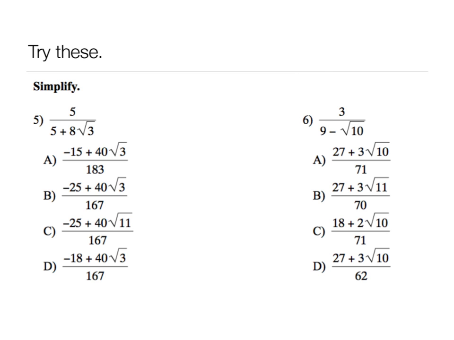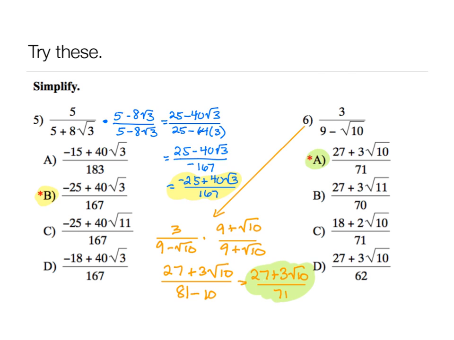Next, I'd like you to give these two problems a try, and then I'll talk about the answers. Okay, you can see here, again, we're multiplying by the conjugate. So 5 plus 8 root 3, so instead I do 5 minus 8 root 3 on the top and the bottom. Once that happens, I distribute this 5 to the inside, and I get 25 minus 40 square root of 3. And then the bottom, 5 squared, 25. My middle terms cancel out.